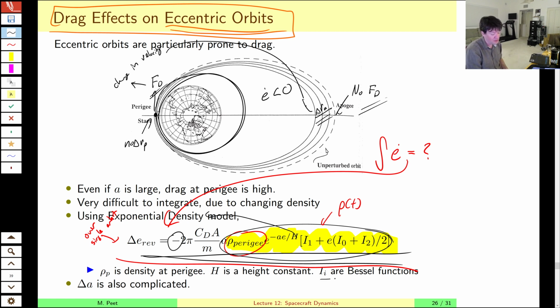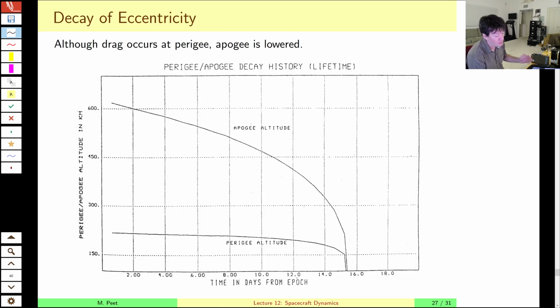So these I's are Bessel functions. You don't have to worry about it. The height is a fixed height. Anyway, the expression is just to give an idea of what kind of forces we're talking about. We probably won't have to work with that particular equation. So we're almost done here.